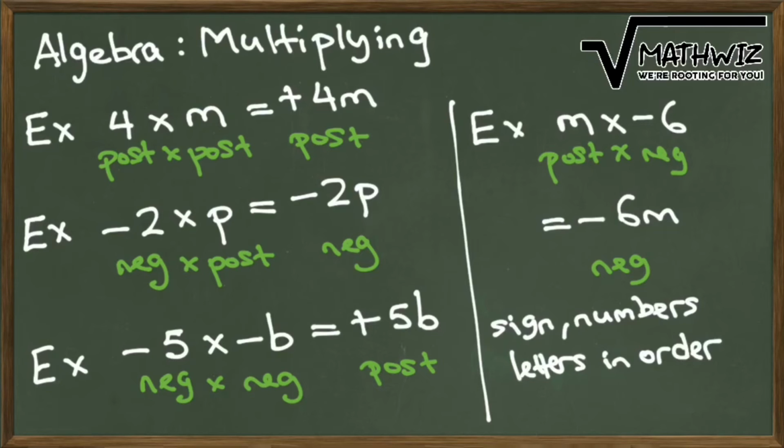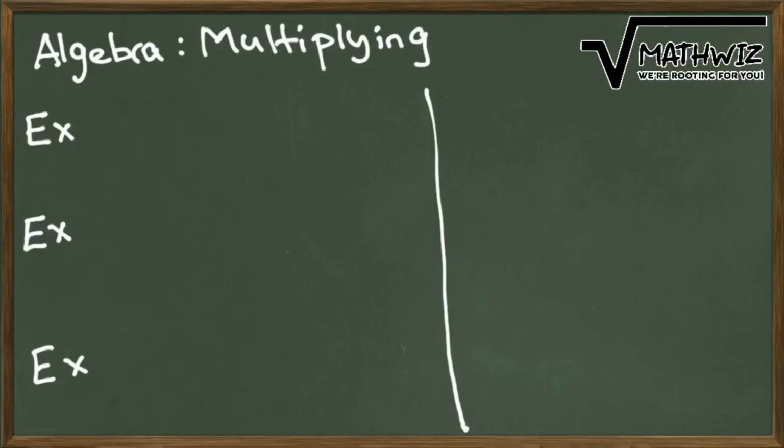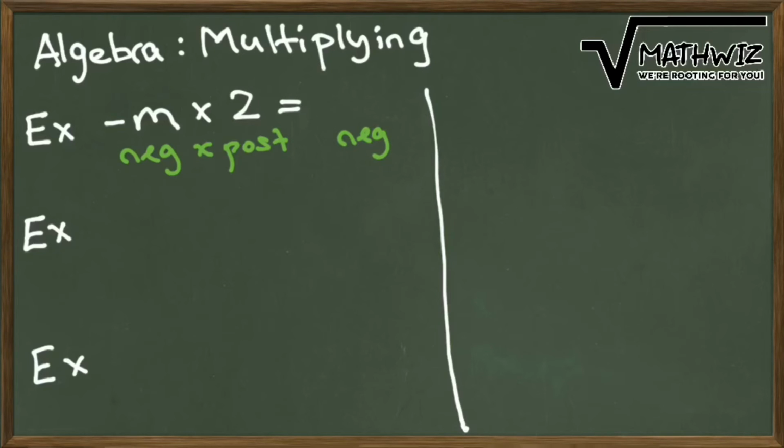Okay, I'm going to go through another set of examples, and then I will give you a few to try on your own. So going through our second set of examples, let us say we have minus m multiplied by 2. Right, so in this case, we still have a negative multiplied by a positive, so we know the answer should be a negative, and 2 multiplied by m is 2m.